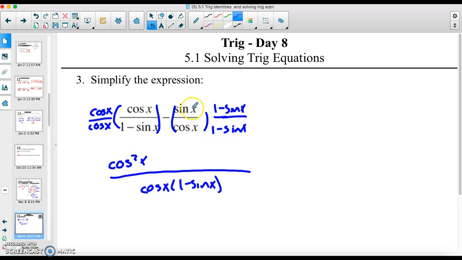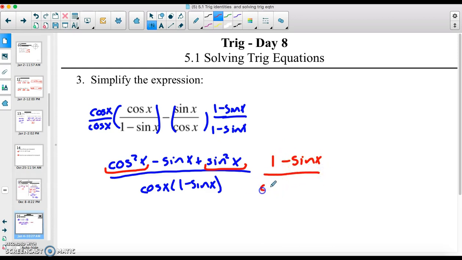And on the right side, if I distribute, I'm going to have a minus sine x and a plus sine x squared, or sine squared x. So from there, if I'm looking at it, I've got a cosine squared plus a sine squared. Even though they're separated, I can put them together. So those are going to turn into a 1. So I'm left with 1 minus sine x. And then we've still got the cosine x, 1 minus sine x.